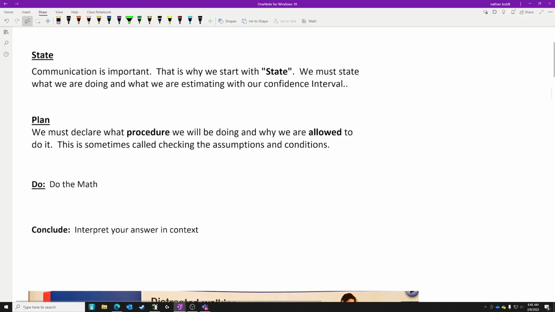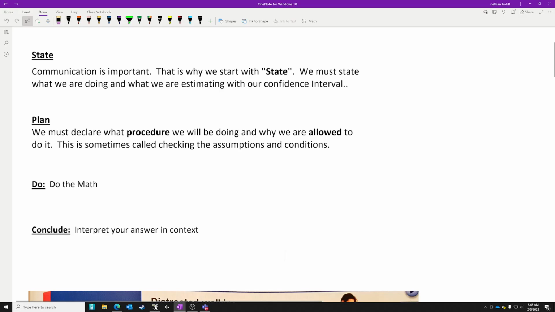So a big issue with statistics is, are you allowed to do statistics? So you declare your procedure that you're going to do, and then you check these conditions, these assumptions that show that you are actually allowed to do this math. Basically, you're proving that you're not doing BS. Then you do the math. That's pretty easy. We did that part yesterday, so hopefully doing the confidence interval math is no big deal. And then you conclude, you interpret your answer again in context.